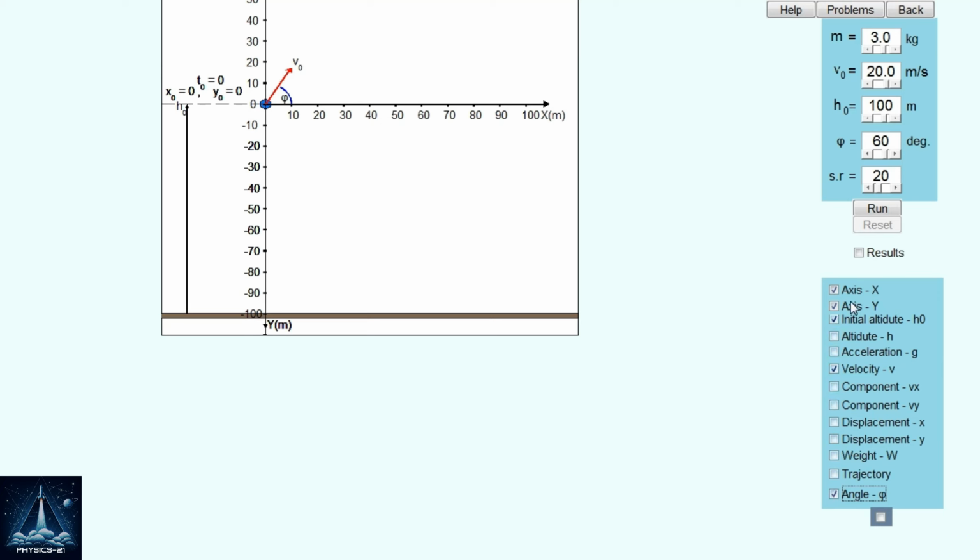The parameter phi denotes the launch angle of the object, which is the angle formed by the launch velocity with the horizontal plane. The parameter SR, simulation rate, denotes the rate of the motion simulation.